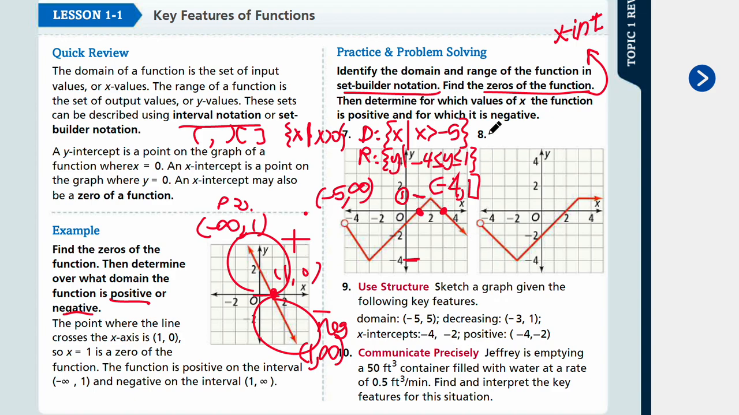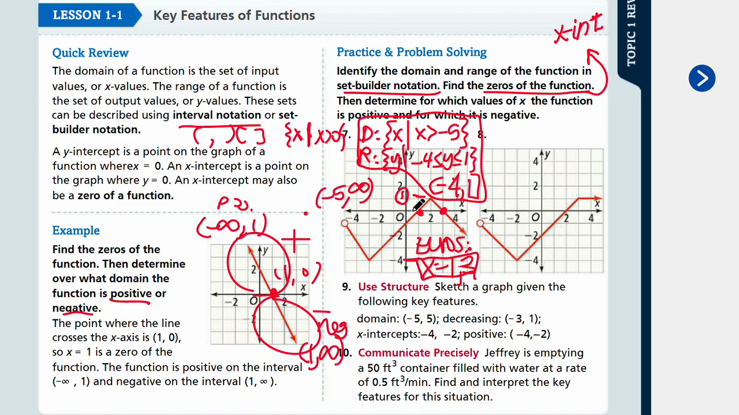And then, so your 0, so this is part of your answer. And then the 0 for number 7 would be x is equal to... zeros. X is equal to +1 and +3. There you go. Okay, and then you need to find where it's positive and where it's negative.